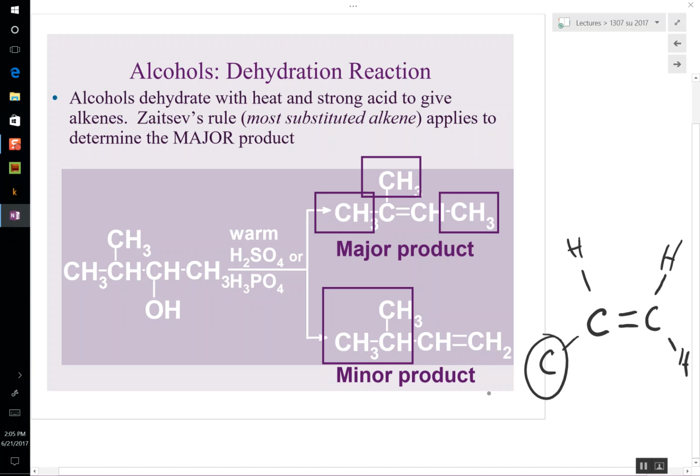But this one up here has 3 carbons on it. This is the more highly substituted double bond. It's the more stable double bond, and it's the major product. Okay, so that's Zaitsev's rule. This is the dehydration of alcohols to form alkenes.